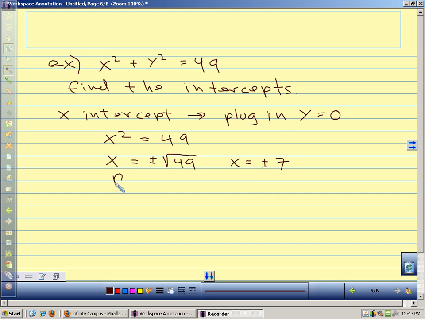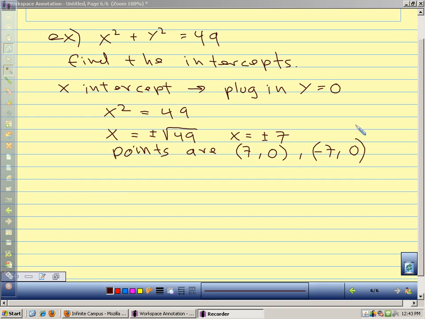So my points here are 7, 0, and negative 7, 0. We said y is 0, so I get a 7, 0 and a negative 7, 0. For the y-intercept, plug in x equals 0, and I'm going to solve for y.